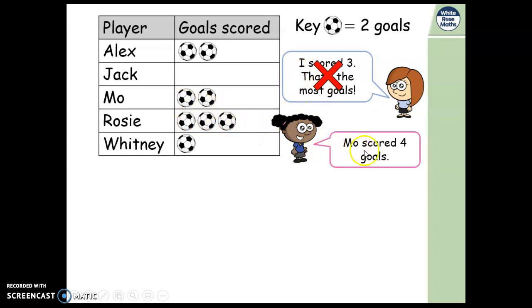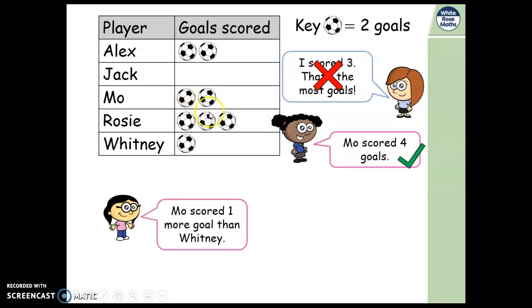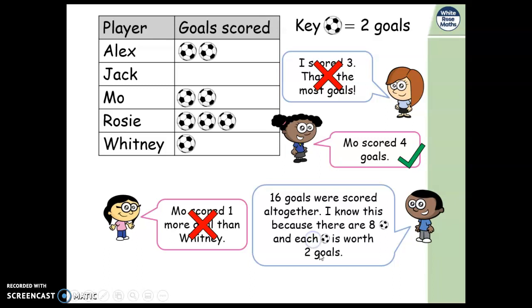Mo scored 4 goals. Remember, these represent 2, 2, 4. That's correct. Mo scored 1 more goal than Whitney. So Mo got 2, 4. Whitney got 2. 4 take away 2 equals 2. So this one isn't right.